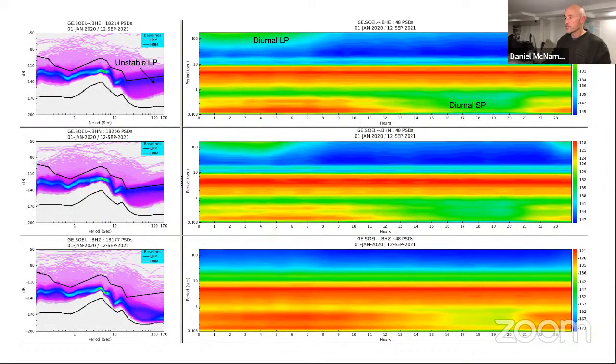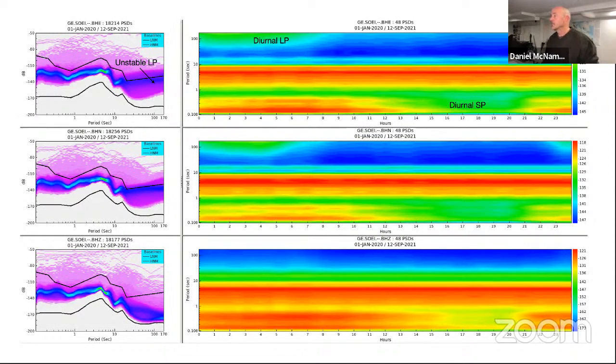Even in the vertical, that's kind of surprising. You don't see that very often. I believe this is only the second or third station where you see that the vertical component in the long period is also not very stable. So this one probably could be improved with a better vault installation.